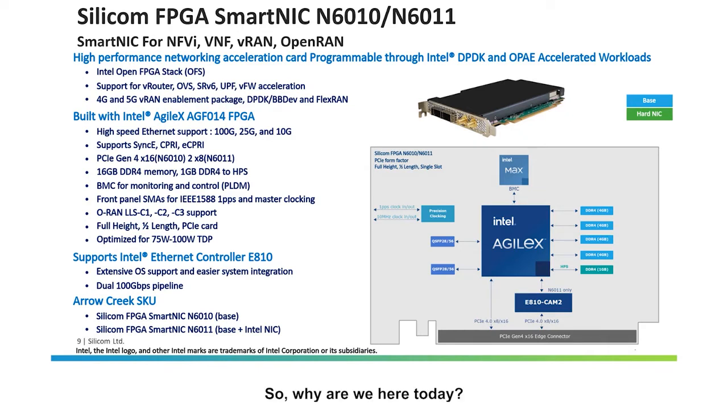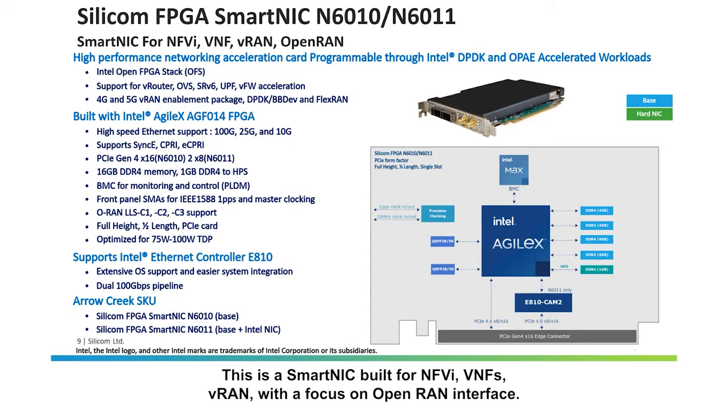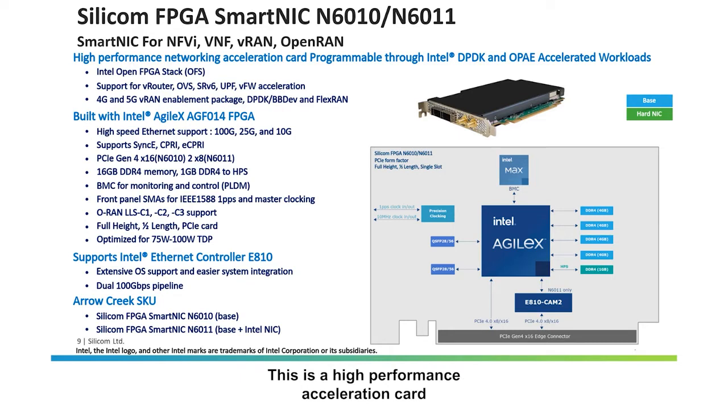So why are we here today? We are here to introduce you to the new SmartNIC platform coming out from Silicom, with the codename N6010 and N6011. This is a SmartNIC built for NFV, VNFs, and vRAN with a focus on Open RAN interface. This is a high-performance acceleration card that enables DPDK and OPE software packages coming with accelerated workloads that we'll discuss later on.